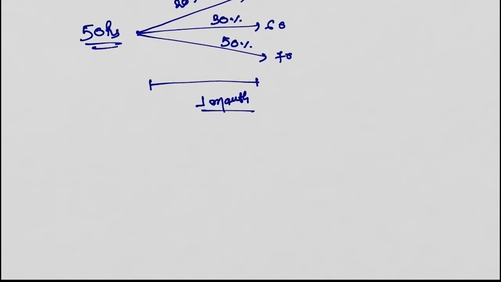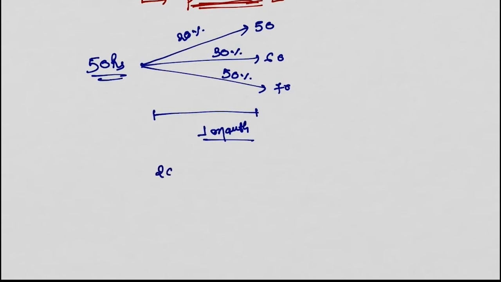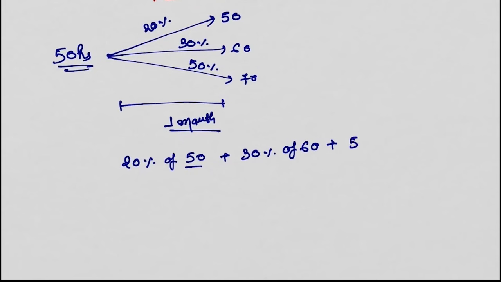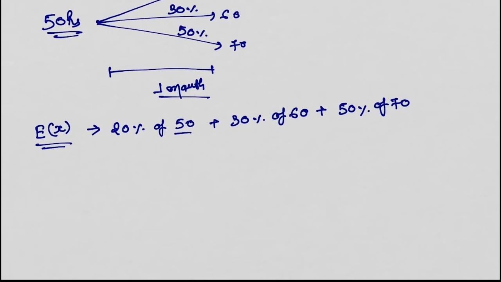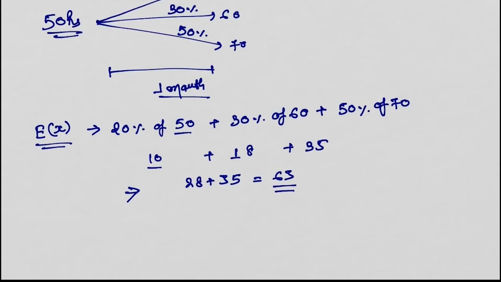The formula is very intuitive. You have to multiply the probability with the value. That is, 20% of 50 plus 30% of 60 plus 50% of 70 will give you the expected value of the stock price after 1 month. 20% of 50 is 10. 30% of 60 is 18. And 50% of 70 is 35. So 10 plus 18 is 28, plus 35, you get 63. So 63 is the expected value of the stock price after 1 month.